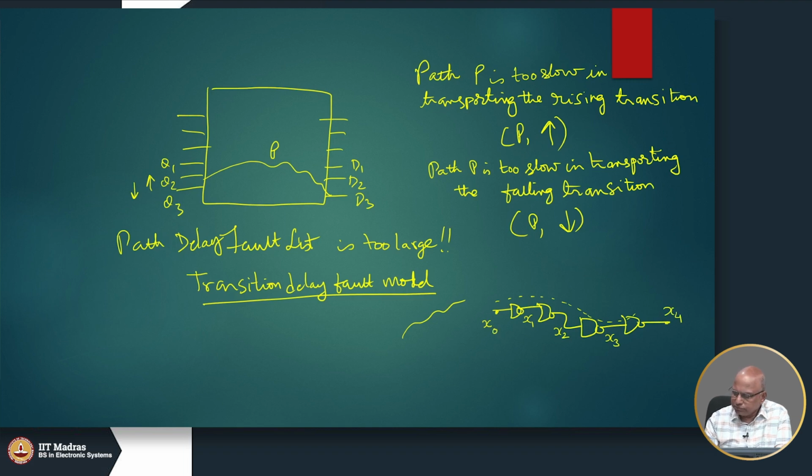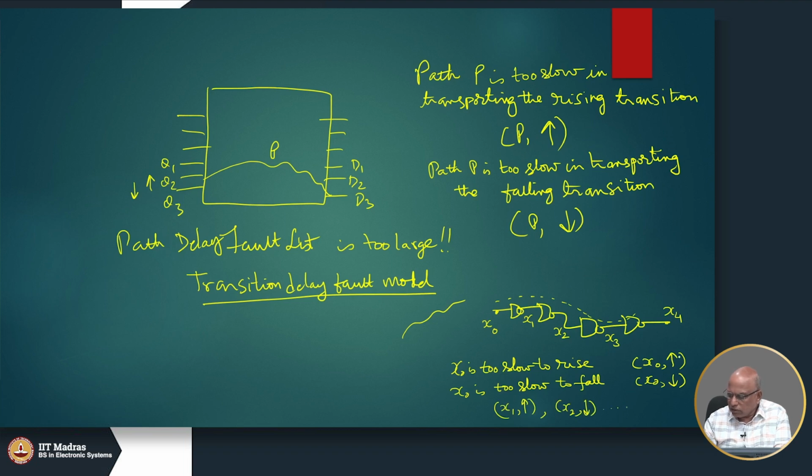So, this is a full path. We can say that x0 is too slow to rise, or x0 is too slow to fall. So, we can write it as x0 slow-to-rise and x0 slow-to-fall. So, this is a fault. Similarly, we can look at x1 too slow to rise, x2 too slow to fall, and so on. And we will assume that only one of them exists.